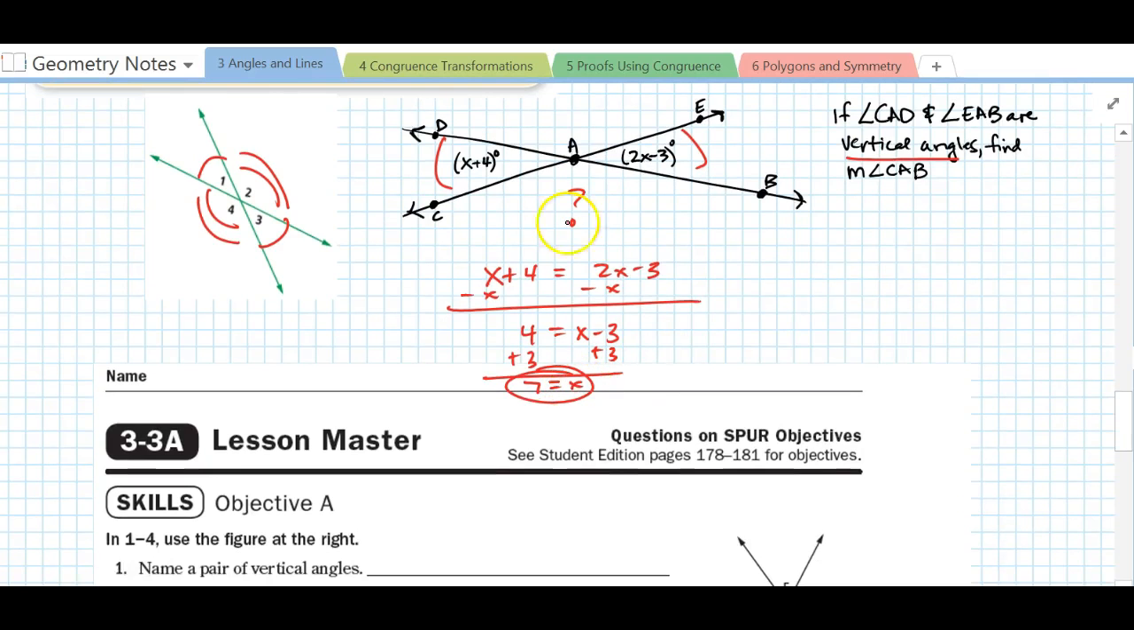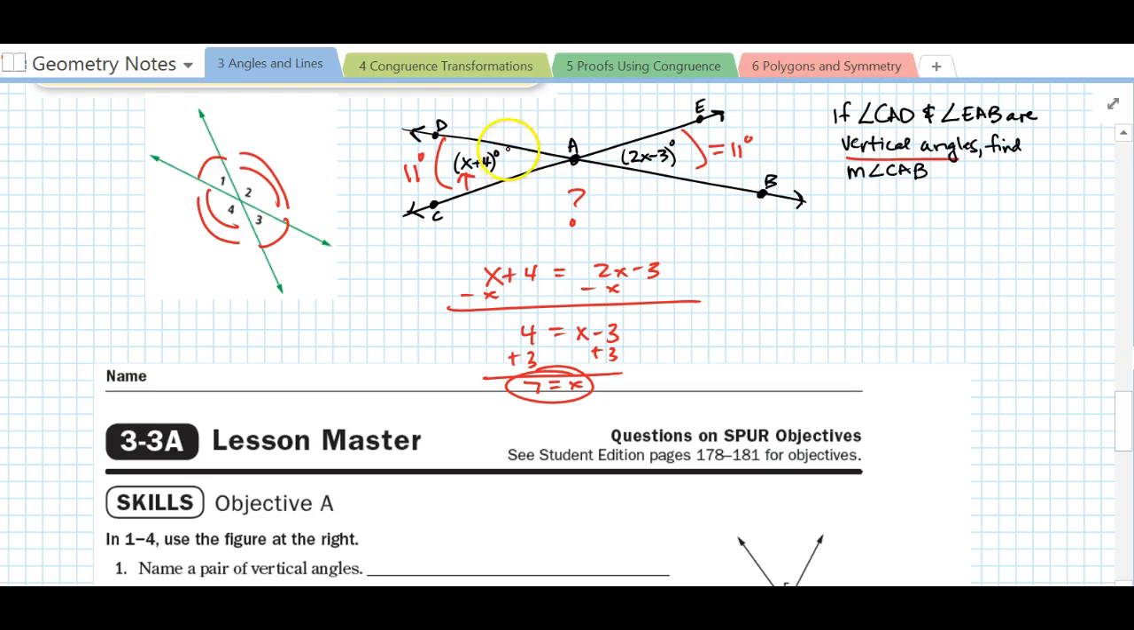Now I can use that number and plug it back in. So I'm going to plug it back in here. I could have also plugged it in back here. So if x is 7, then I know that this angle measure is 11 degrees. So then that would mean this is also a measurement of 11 degrees. By the way, students, when I draw these figures for you, I do not use a protractor, so you have to imagine that it's 11 degrees. I didn't actually measure it that way. Now, that is not the angle that we're trying to find, however.